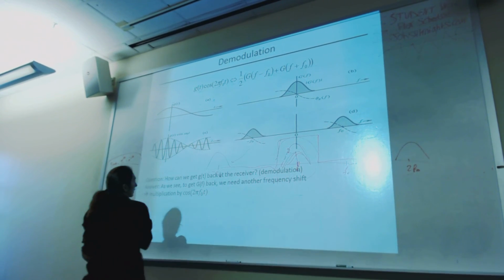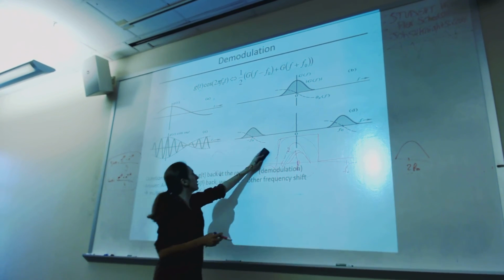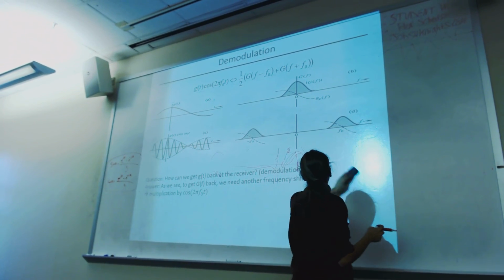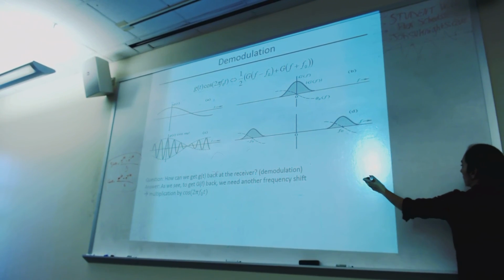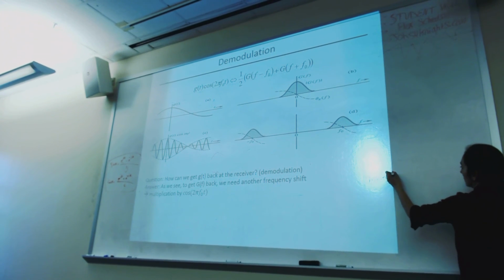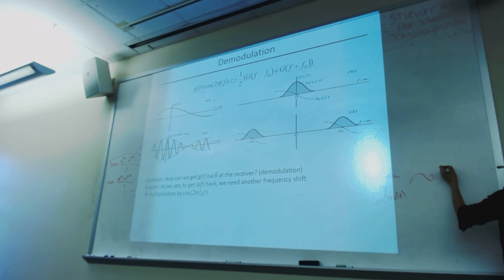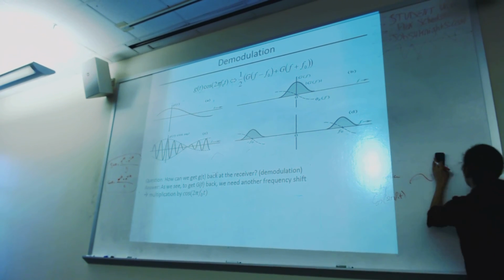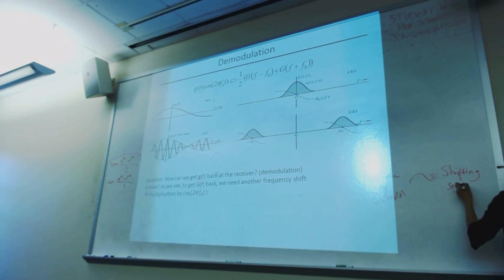So this is what happens in the frequency domain. You multiply by another cosine, and then put a low pass filter. Again, just remember this: multiplication by cosine is equivalent to shifting the spectrum to the right and left.